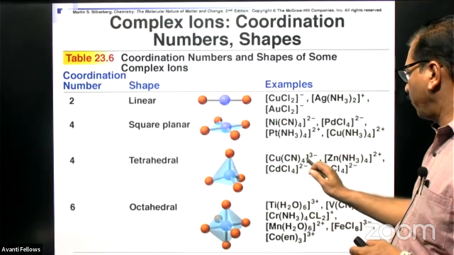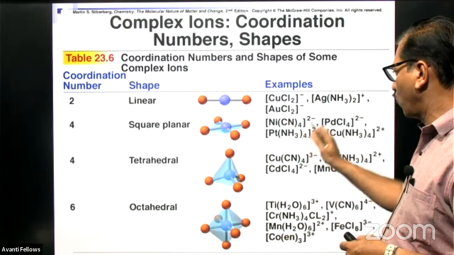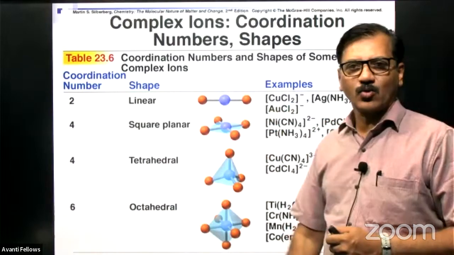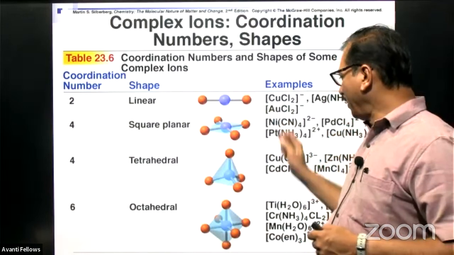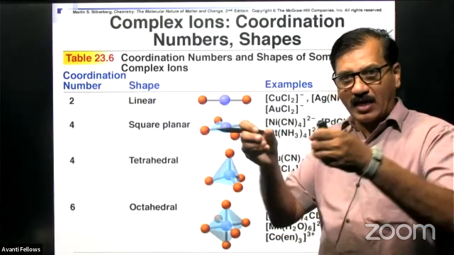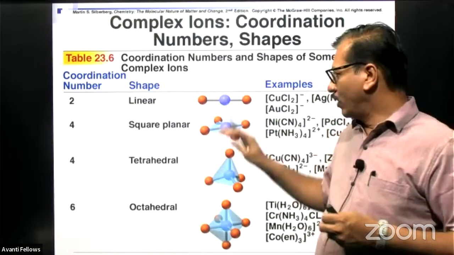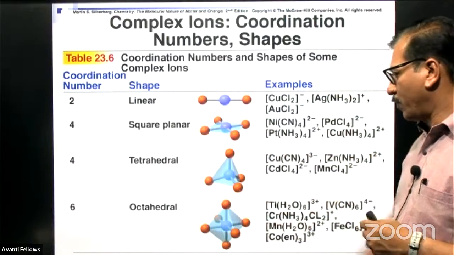Cu(CN)4 3- is tetrahedral, whereas Ni(CN)4 2- is square planar. This is an example for that. So let us know why it is forming tetrahedral and square planar complexes, even though there are 4 ligands. So let us know about the theories. From the theories, we'll understand more about it.